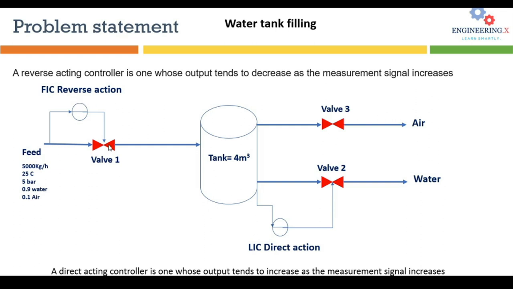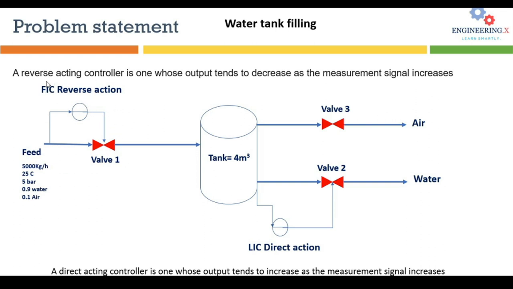So what is a reverse action controller? A reverse action controller is one whose output tends to decrease as the measurement signal increases. For example, here the set point of this controller is 5000 kg per hour of feed. If the controller assesses that the flow rate is above the set point, for example 6000 kg per hour instead of 5000, then what will be the output of this controller? Obviously, it will give the command to reduce the actuator position of this valve in order to maintain the set point at 5000 kg per hour. So this controller acts as a reverse action controller.